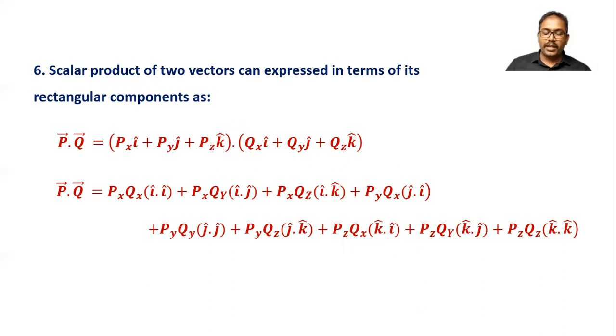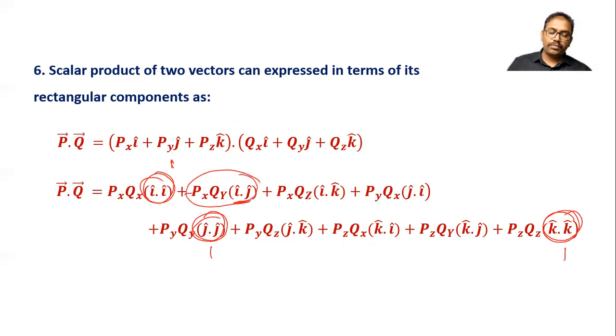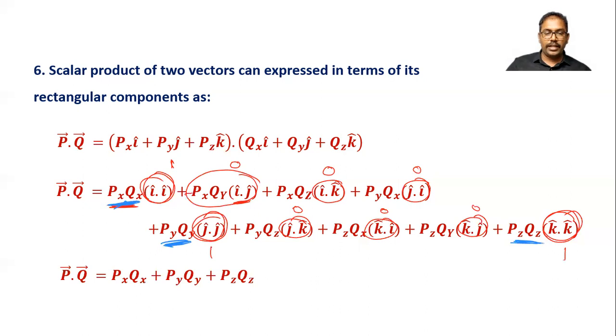Now we have to use the previous property. i cap dot i cap is 1, j cap dot j cap is 1, k cap dot k cap is 1. The mixed products, i dot j and the others, are 0, and 0 into anything is 0. So we get px qx, then py qy, and then pz qz. In the next step, you can see the result: px qx plus py qy plus pz qz.